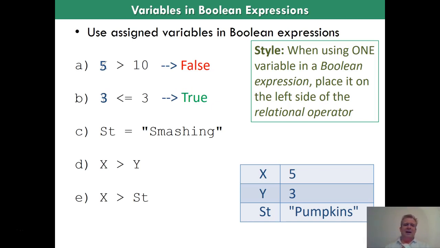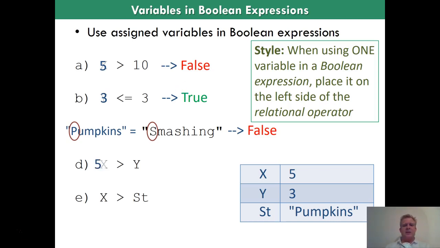Now, is st equal to smashing? So that requires that st be a string variable, and in this case it must contain the value smashing. So is that true? Well, st happens to be pumpkins, so pumpkins are not equal to smashing, and in this case we have to check, first of all, the first letter, capital P, compare it with the first letter on the right-hand side, capital S. In this case, these are unequal, which means that this relation is false.